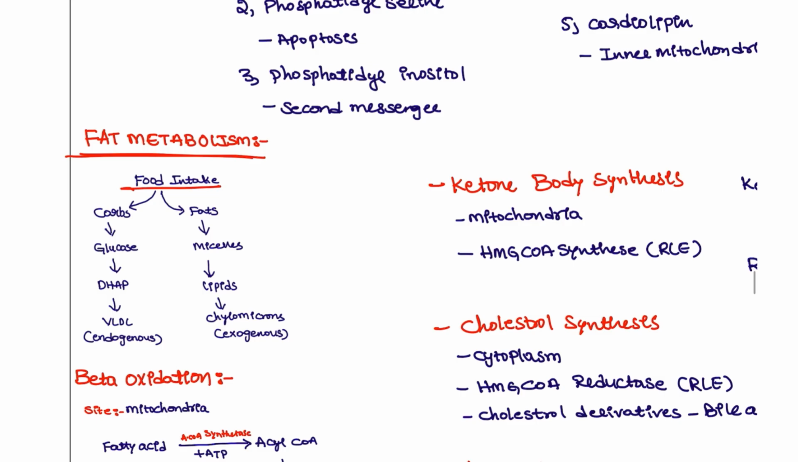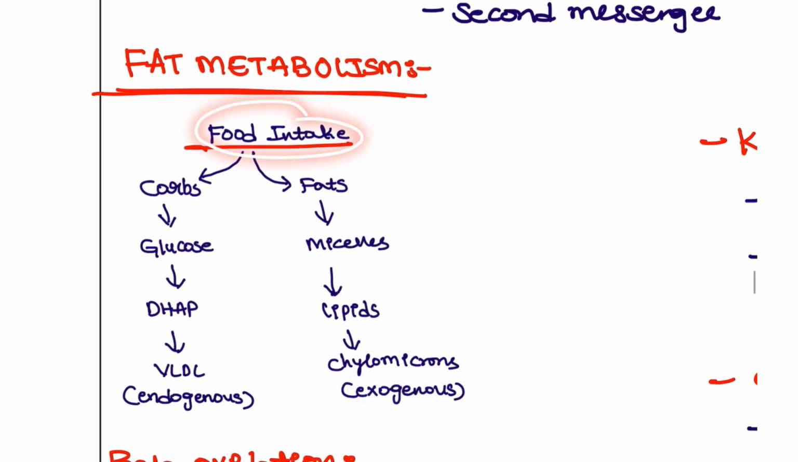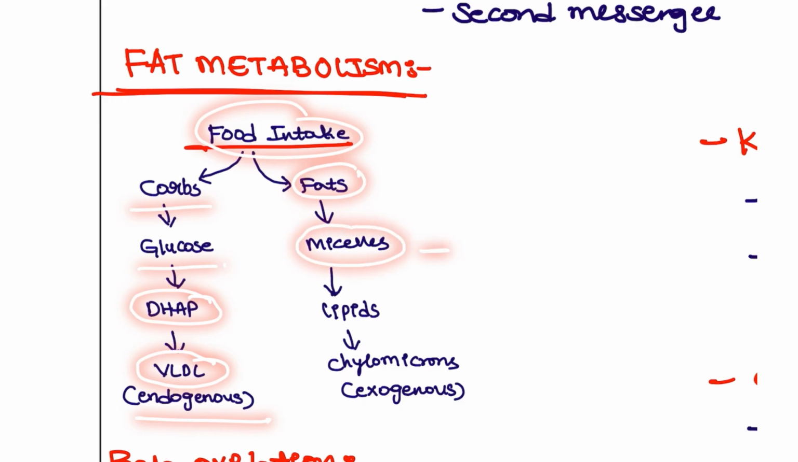Next, fat metabolism. Whenever you take food, the carbs are converted to glucose. Excess glucose will be converted to DHAP, and further VLDL is going to take that for the fat process. Next, fats directly taken from the food are converted to micelles, which are minute emulsification substances, and this is taken by the chylomicrons. This is the endogenous process. This is the exogenous process.